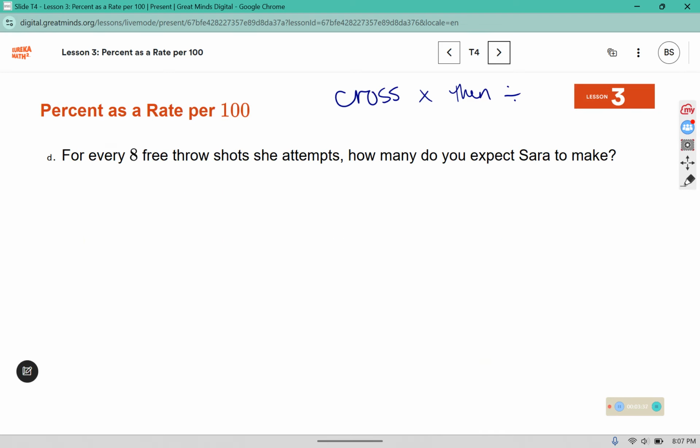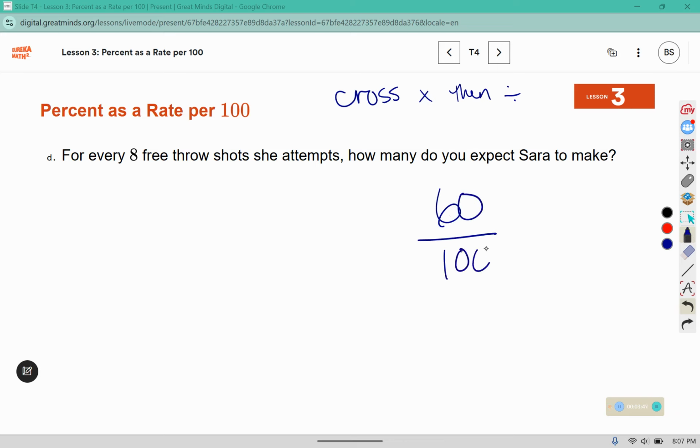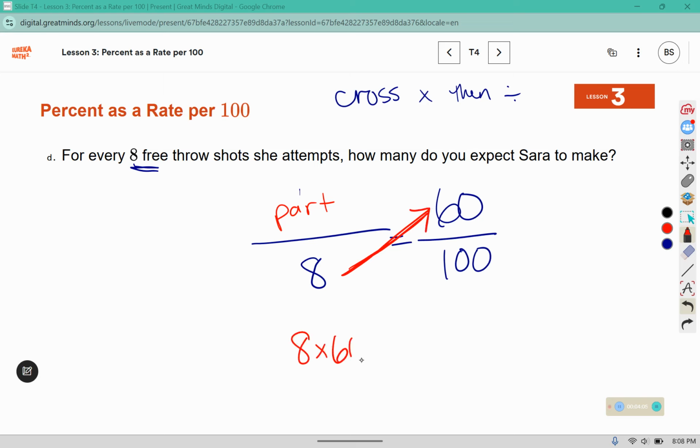For every 8 free throw shots she attempts, how many do you expect Sarah to make? We expected her to make 60 out of 100. So we have the part and the whole here. 8 is the amount she attempts. What part would she make? We are cross multiplying, so the ones that are diagonal from each other. And then divide by the value that we haven't used yet, which is 100.